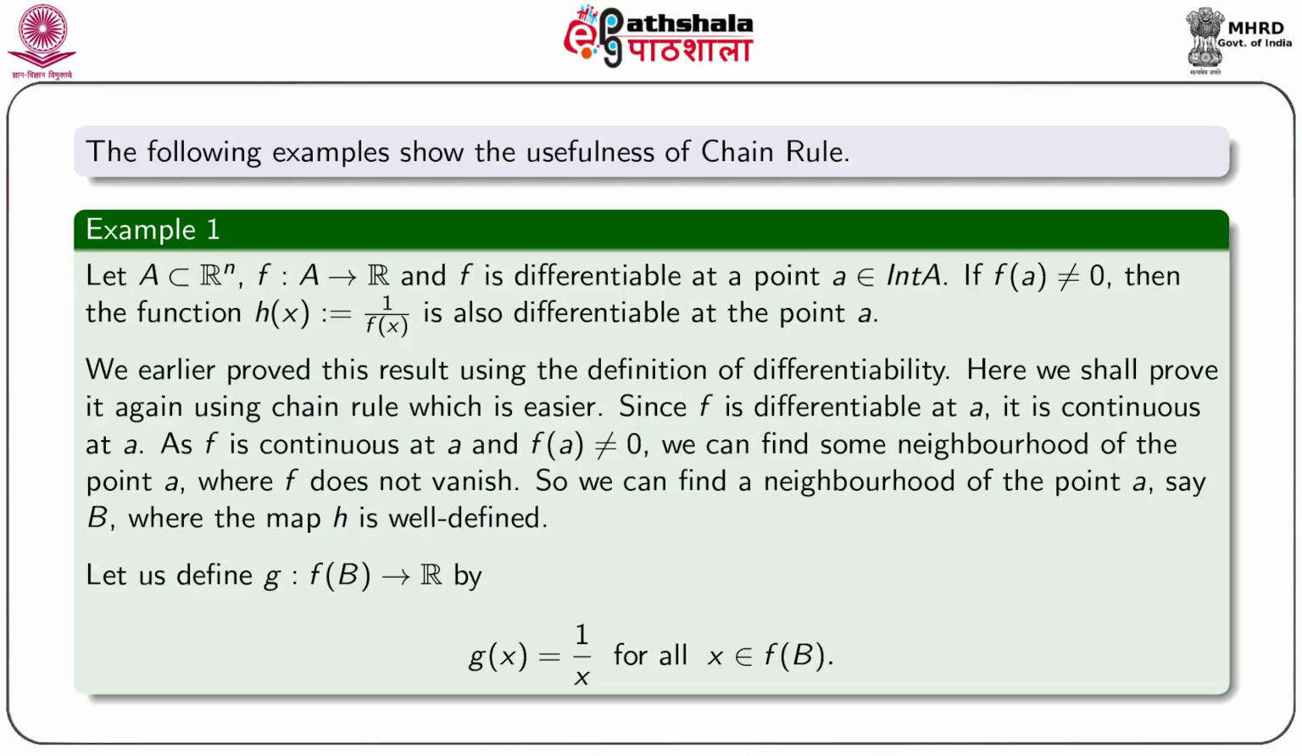So, we define g, a map from f B to R by g x equal to 1 by x for all x in f B. As in B, f never vanishes, the map g is well defined.